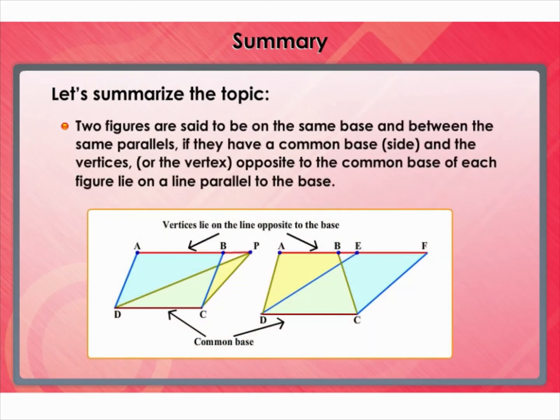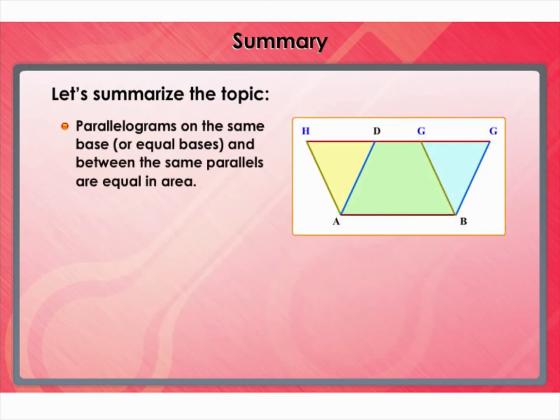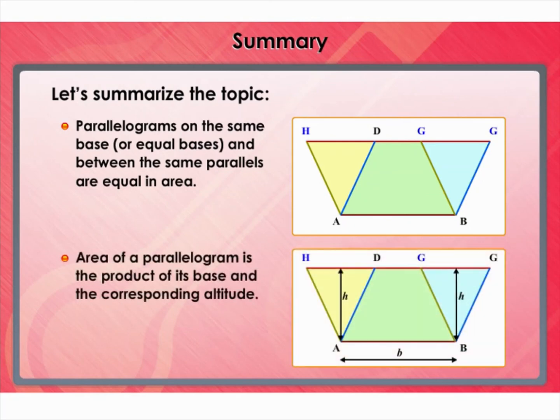Two figures are said to be on the same base and between the same parallels if they have a common base, side and the vertices, or the vertex opposite to the common base of each figure lies on a line parallel to the base. Parallelograms on the same base or equal bases and between the same parallels are equal in area. Area of a parallelogram is the product of its base and the corresponding altitude.